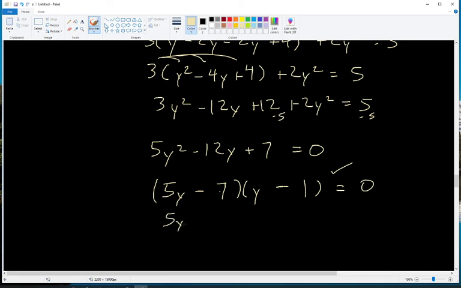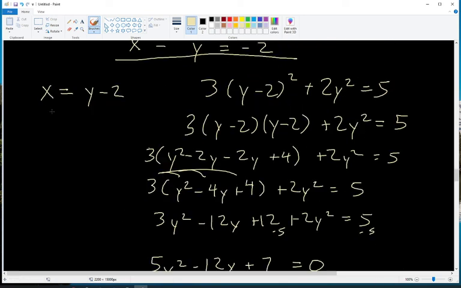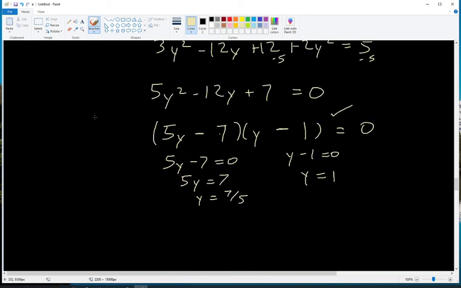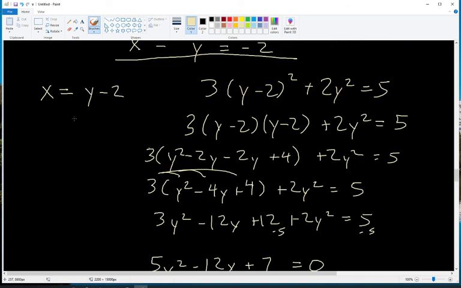Then we just got to set each of these terms equal to 0. So y is 7/5, or y is 1. Okay, so we got 7/5 and 1 back for our y's. We're going to take those values and go back up to this equation, and we're going to figure out the x's that correspond to those y's from this equation. So we got 7/5. Let's do that one first.